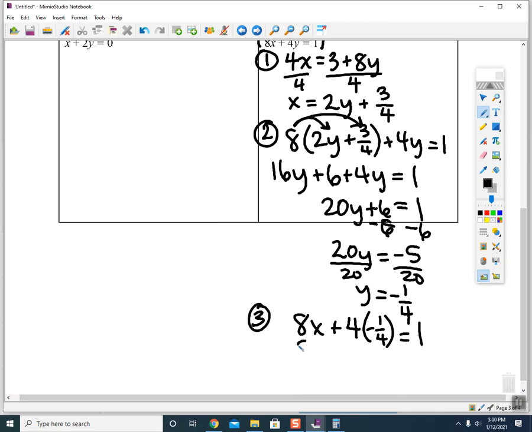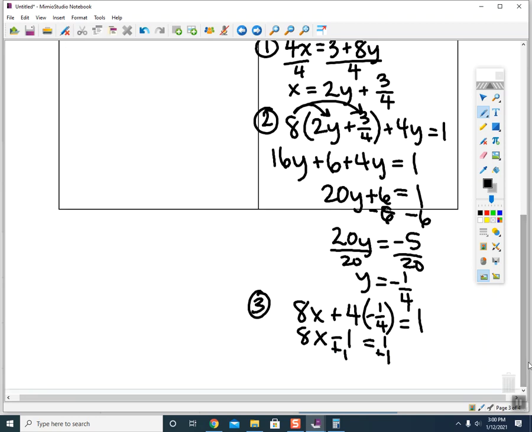So then we have 8x minus 1 equals 1. So to get rid of this, I'm going to add 1 to both sides. And that's going to give me 8x equals 2. I'll divide both sides by 8.